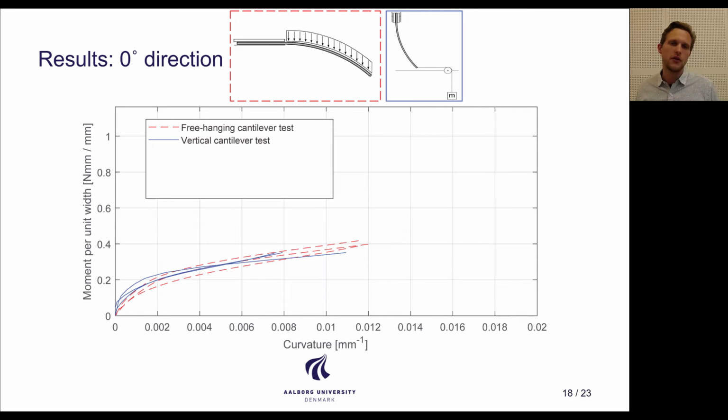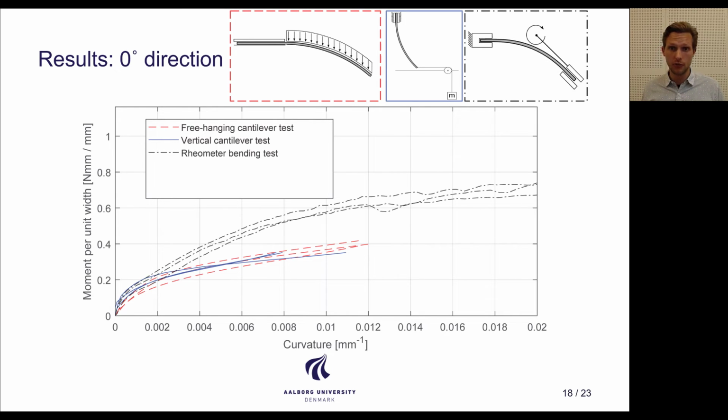And you can see there is a decent agreement between the two, although the slopes are not quite the same everywhere. If we then add the rheometer bending test, you can see that at least in the beginning there is a decent agreement, but then they start to deviate, and here we have a discrepancy.